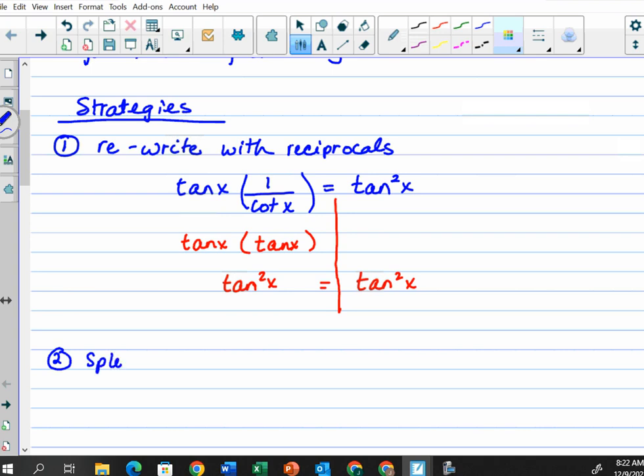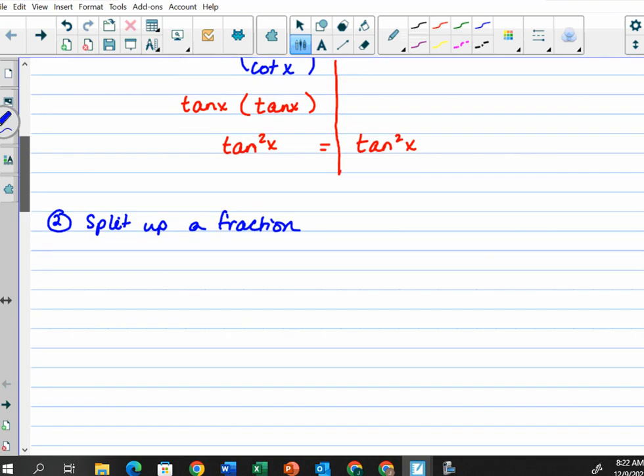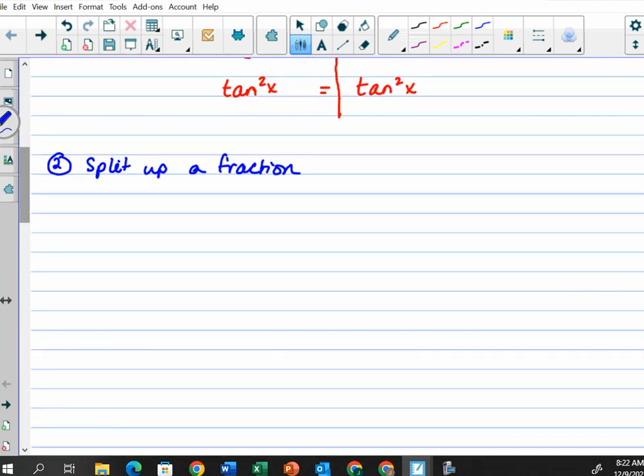Second strategy. Split up a fraction. Is it the word fraction that caused that reaction? Yes. Okay.